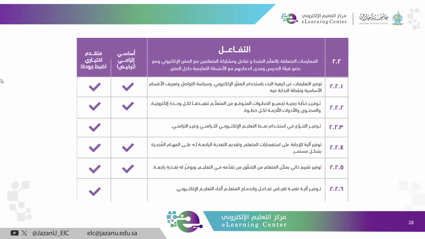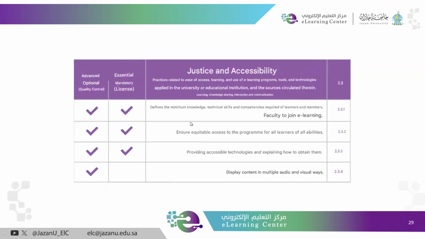Okay, let's move to the next slide. So here, the standards for the justice and accessibility. This table describes the guidelines under the justice and accessibility category for e-learning design. It focuses on ensuring the equitable access to educational resources and tools, with each row representing a standard requirement here.